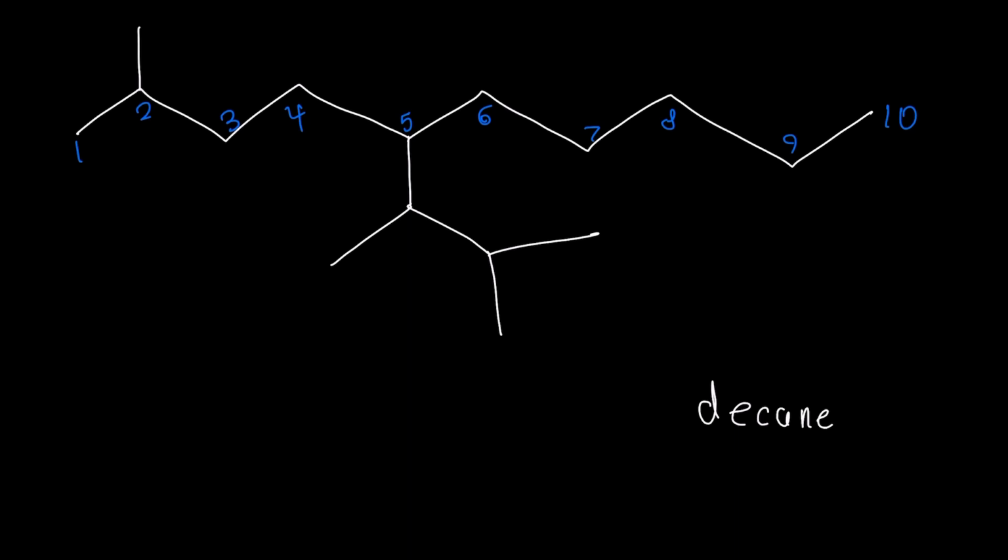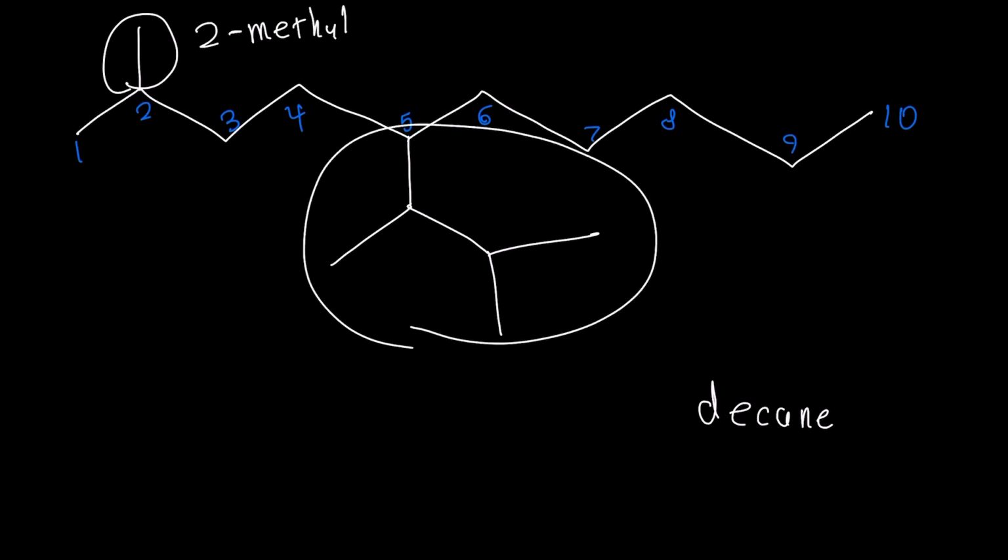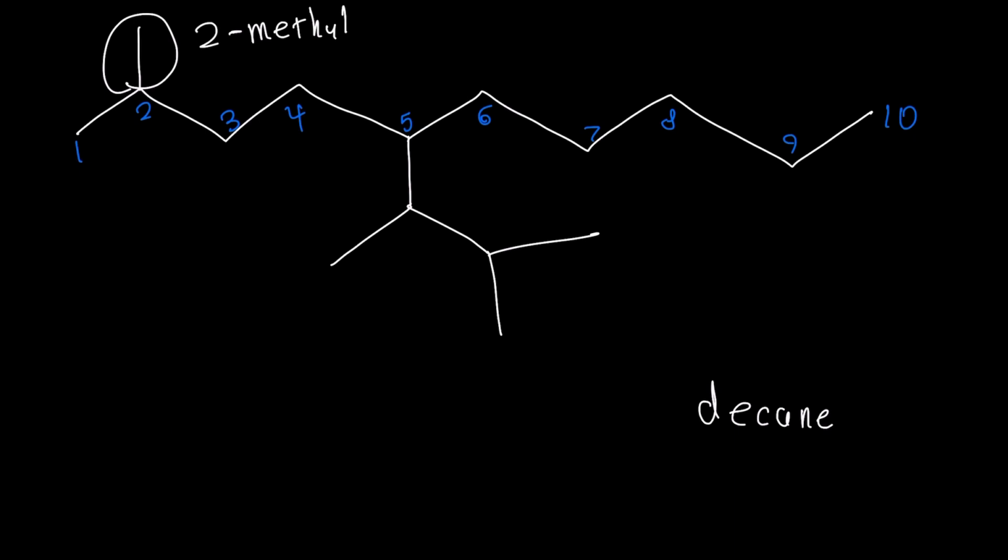We have two substituents. We have this, and then we have this. The first one, that's called 2-methyl. This second one is a little more complicated, so let's analyze it further. You can see here that our substituent is a branch, and it has branches in and of itself.